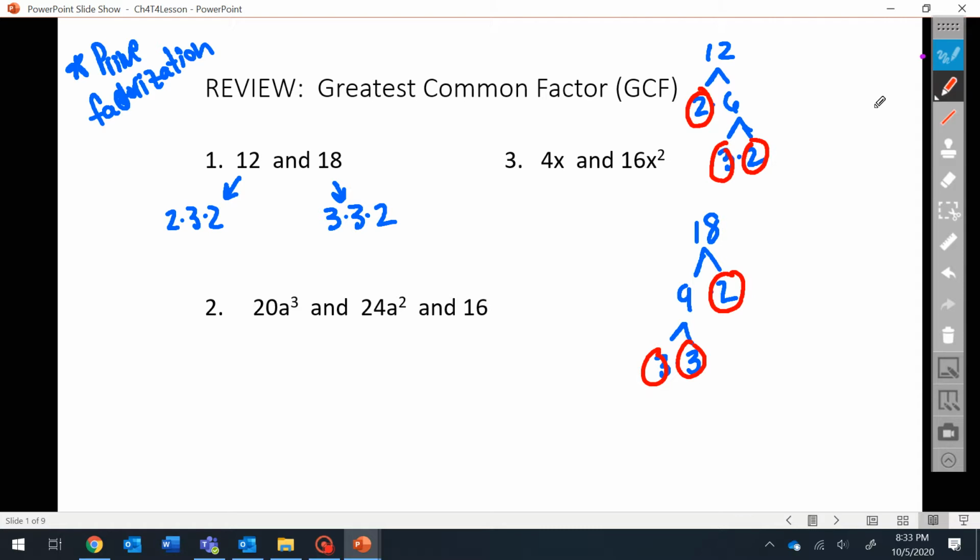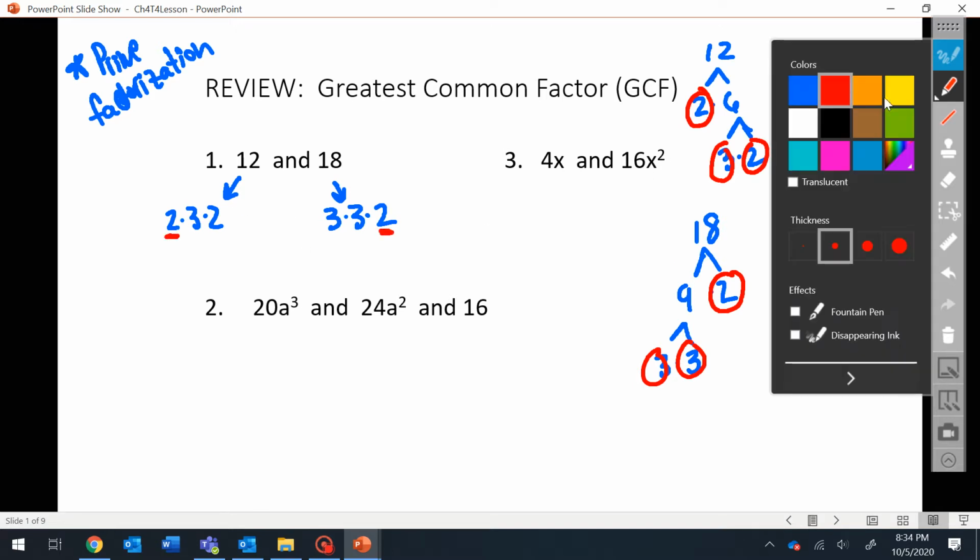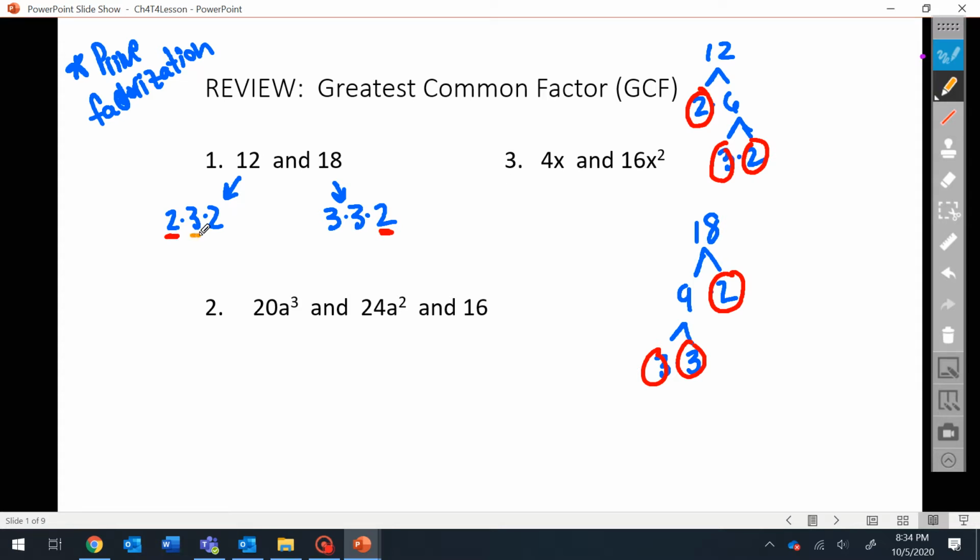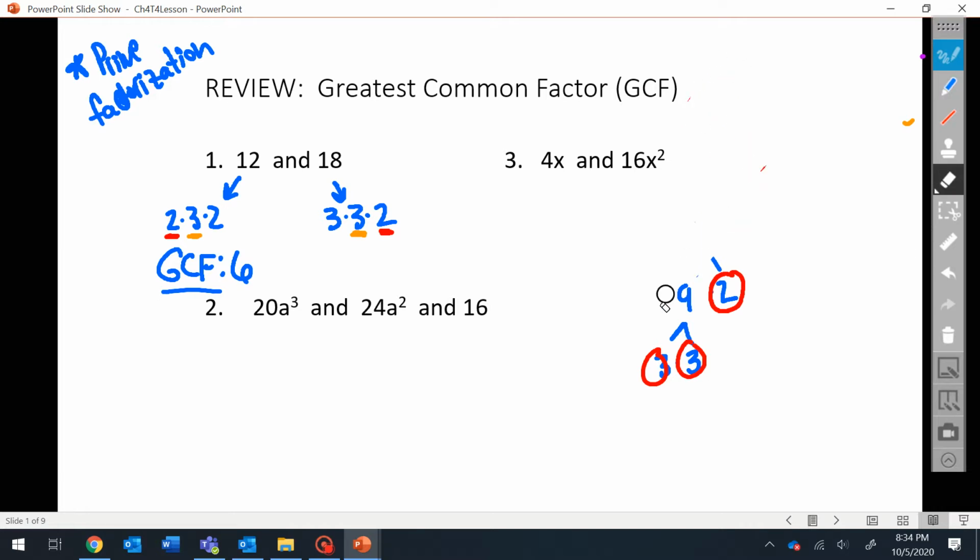So the greatest common factor is going to be whatever shows up in both lists. And we have two things that show up. We have a 2 and we have a 3. So the GCF is going to be 2 times 3 because we have both of those showing up. So the greatest common factor of 12 and 18 is 2 times 3, which is 6. So the GCF of 12 and 18 is 6.